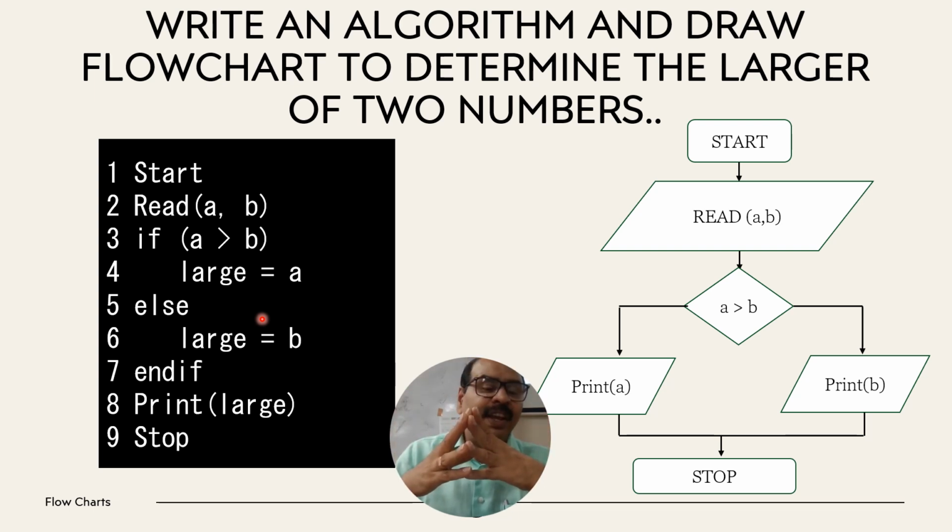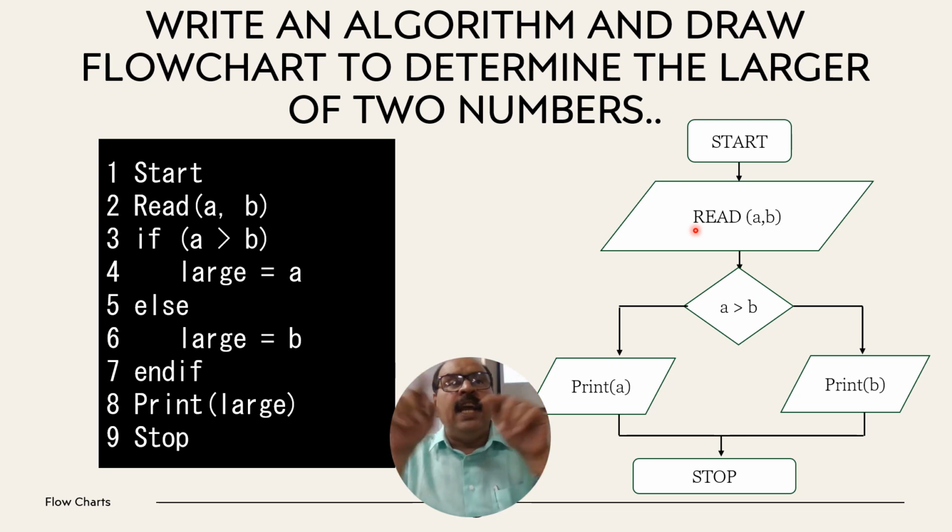Okay. Then what we are going to do? We are going to print that large number. This is the algorithm. In the flowchart, we have begun with the rounded ellipse for start, a parallelogram for reading A and B. This is an important thing. You are going to decide whether A is greater than B or not.